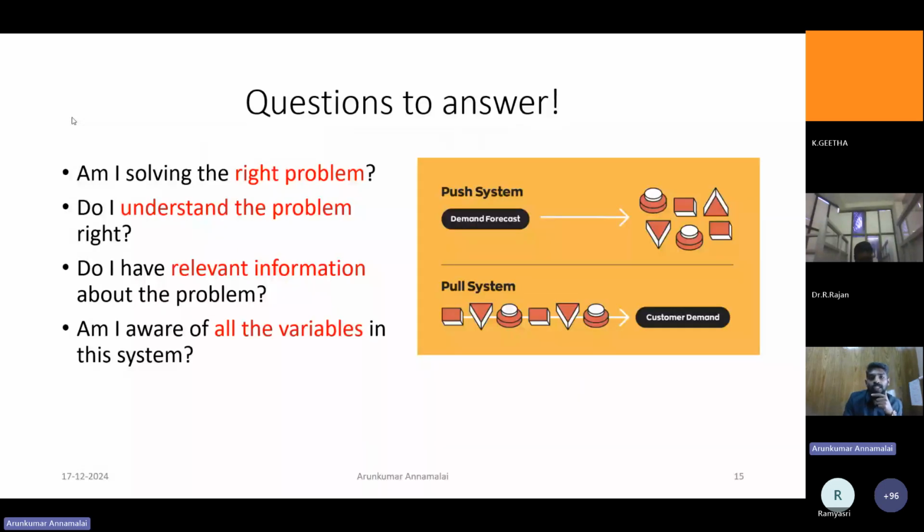Some basic things are what we're actually struggling with. So these are the questions you need to ask when you start with AI in healthcare. Am I solving the right problem? Am I understanding the problem right? Is the information that I have regarding the problem relevant? And finally, am I aware of all the variables in the system?